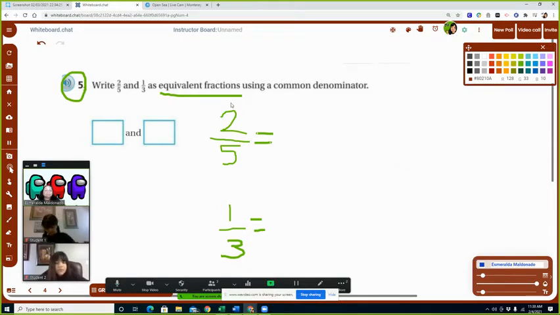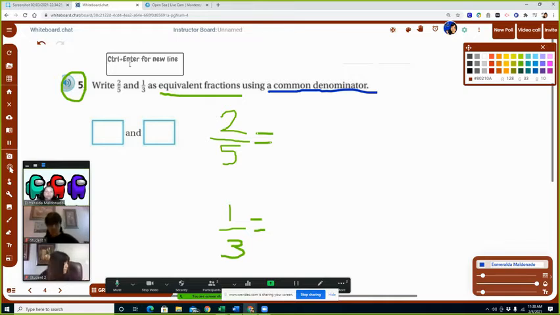Now, how do we find the equivalent fraction? What will be our next step, Vanessa? I'm trying to find how much 2/5 equals to 10. Okay, so we need to find the equivalent fraction, and the problem tells you to use a common denominator. So we need to find the common denominator. How do we find the common denominator? We need to find the multiples that are common, meaning that they're the same.